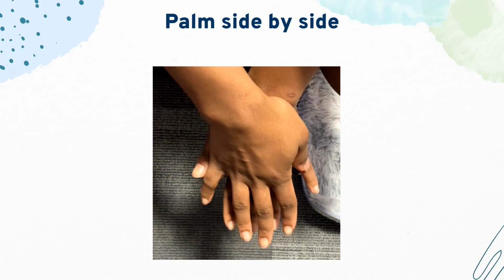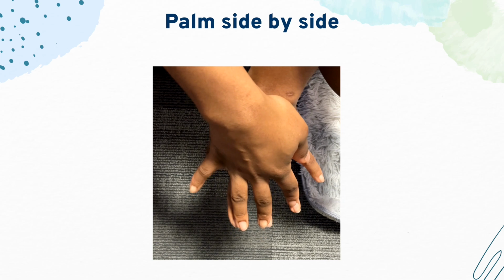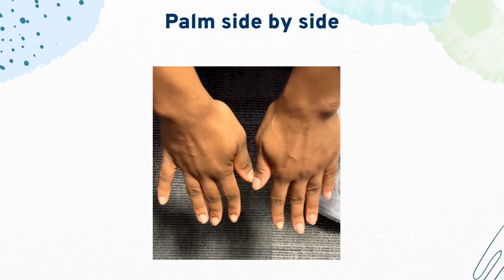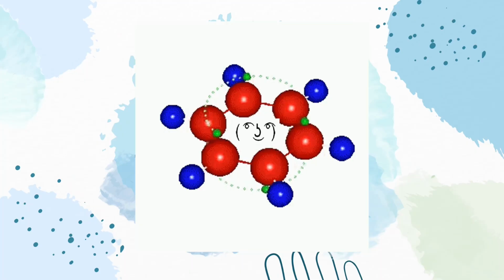For example, if you place your palms side by side and try to place one on top of the other, your fingers and thumbs do not perfectly align, so we say that our palms are non-superimposable. But it's more than that with molecules.